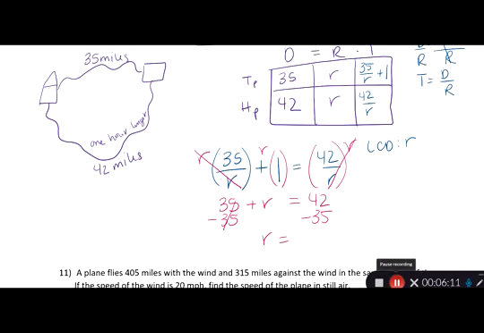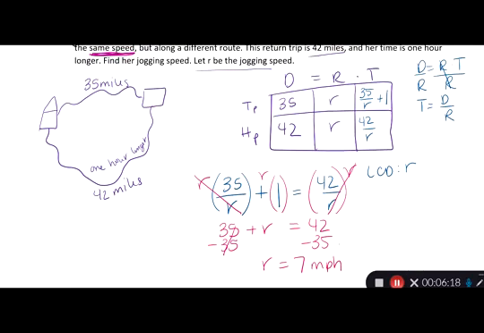Subtract 35 from each side. R equals 7 miles per hour. Remember, because r was our rate. It was the jogging speed, so it should be 7 miles per hour. And that's a reasonable speed, right? I mean, I can't run that fast, but some people can.